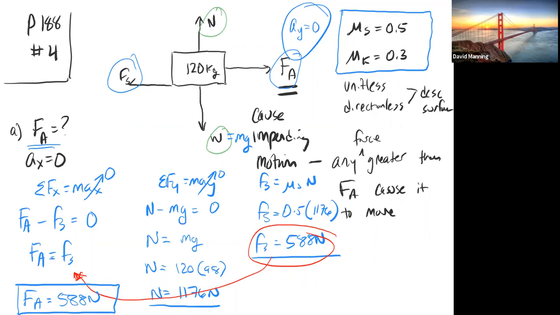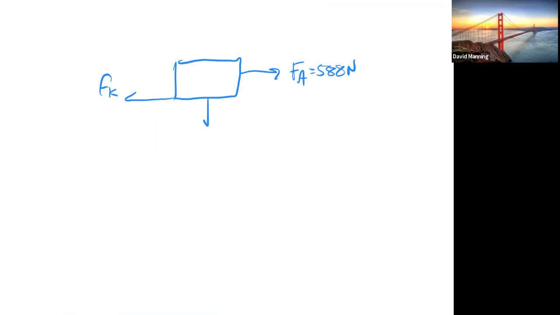So part A says, find the horizontal force. Part B says, if you continue to exert this force, once the crate starts to slip, what's the acceleration? So in part B, we know FA is 588 newtons. Now it's moving, so we don't have Fs anymore, we have Fk. We know the weight is 1176 newtons. We learned that last time. And we have our normal force. And we know the mass is 120 kilograms. Now, in part B, they want to find ax. It's no longer 0.